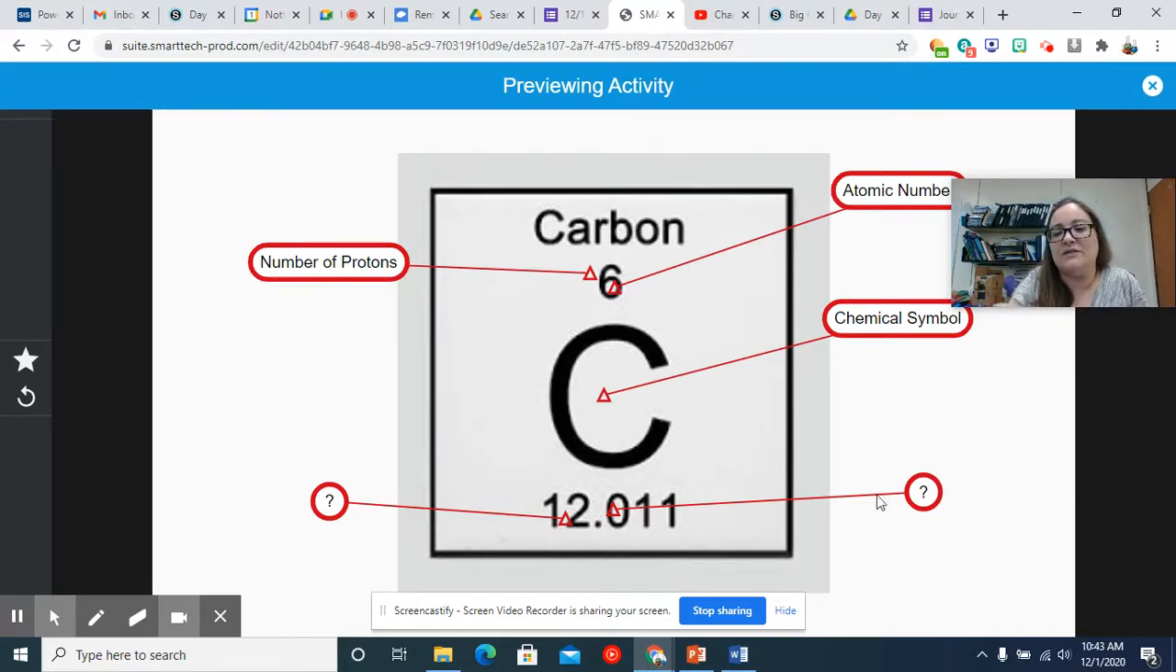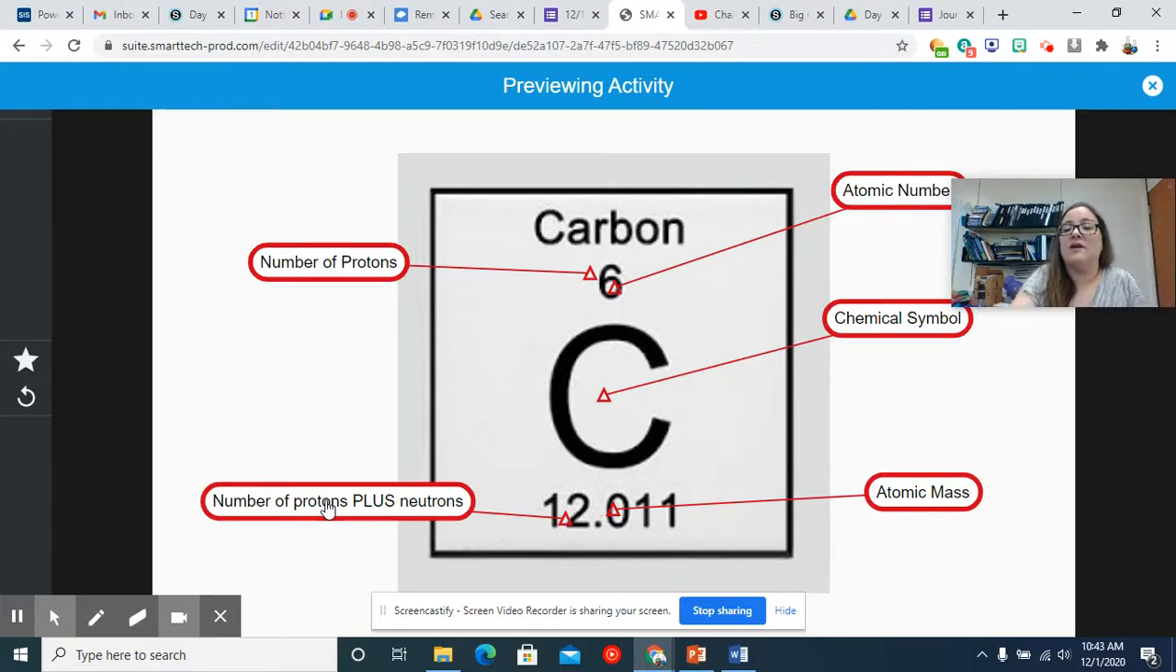All right, how about down here? This is, that's right, atomic mass. And then what does that tell us? What information does the atomic mass give us? It tells us, correct, the number of protons plus the number of neutrons. All right, hang on for the next slide.